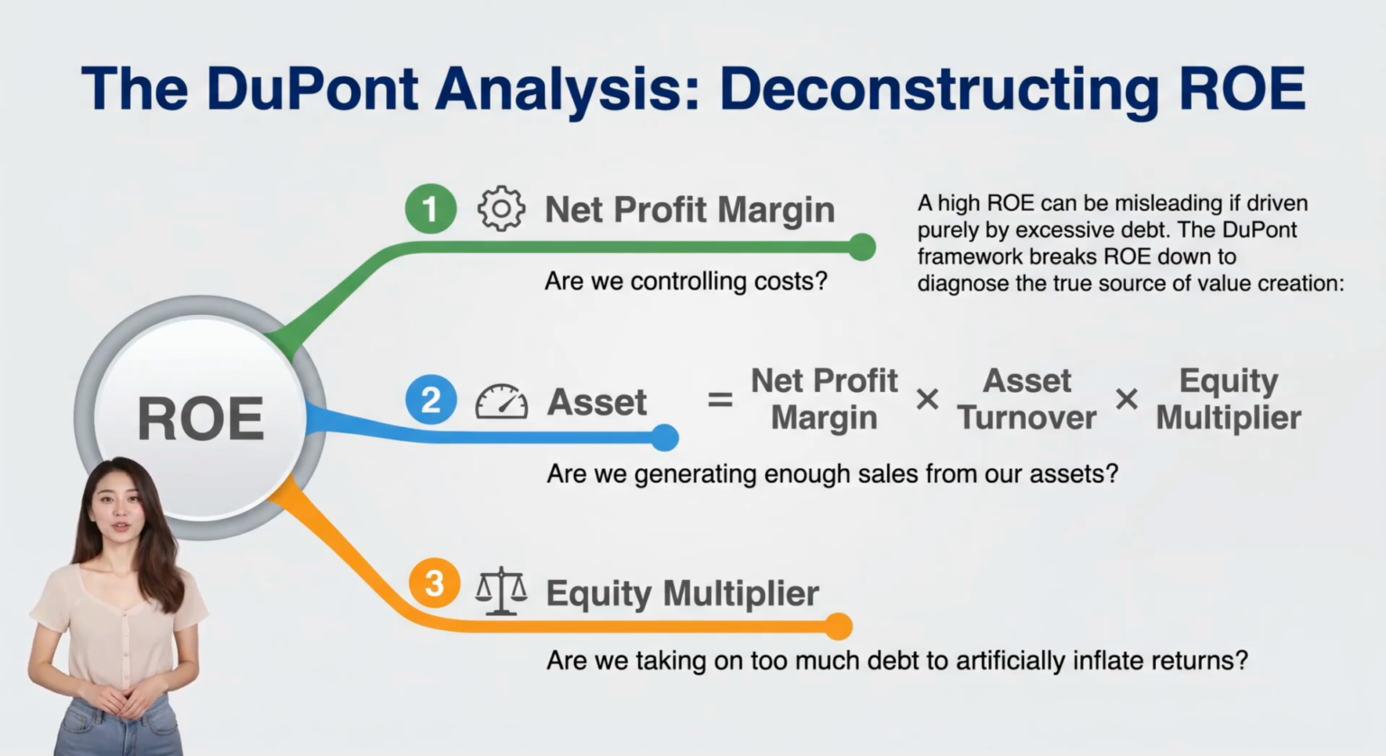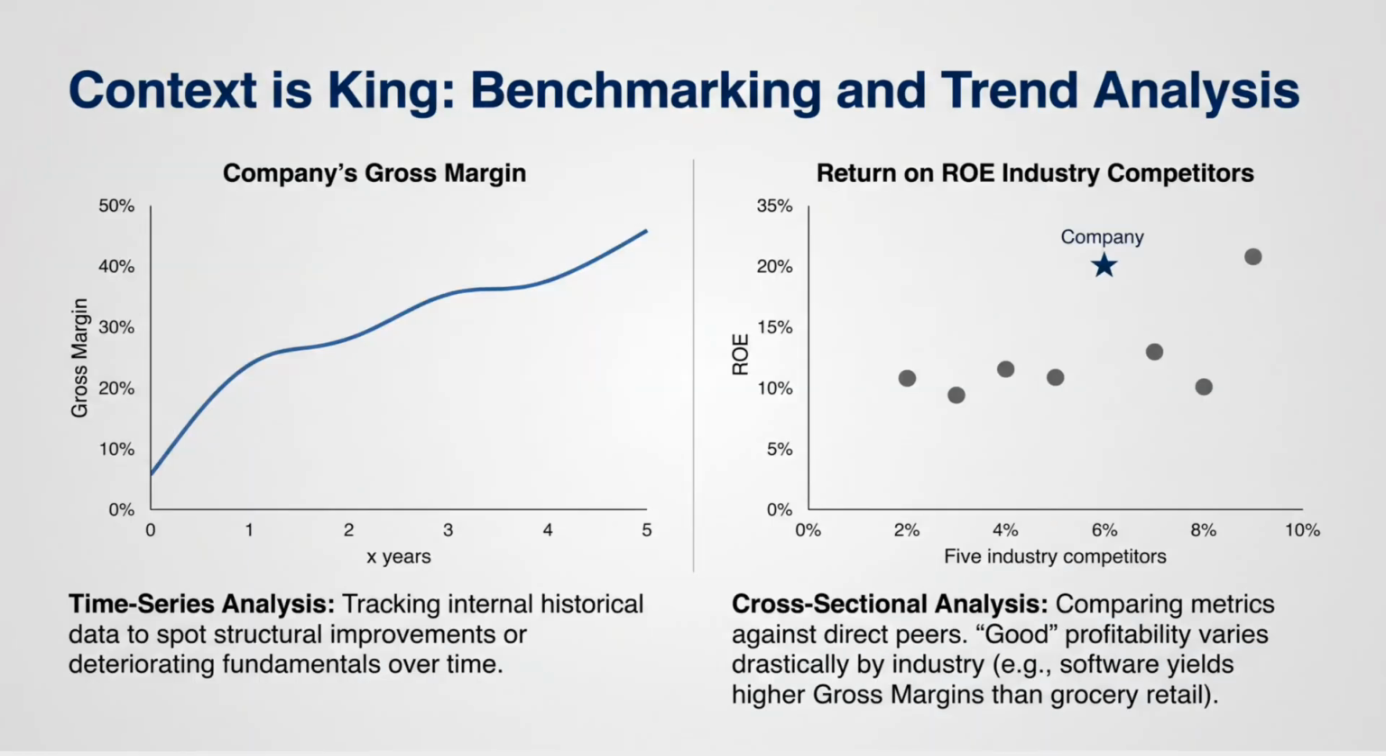So we should ask whether costs are controlled, sales generated from assets are sufficient, and debt is being used prudently. The two charts emphasize that context matters when evaluating performance over time and against peers.